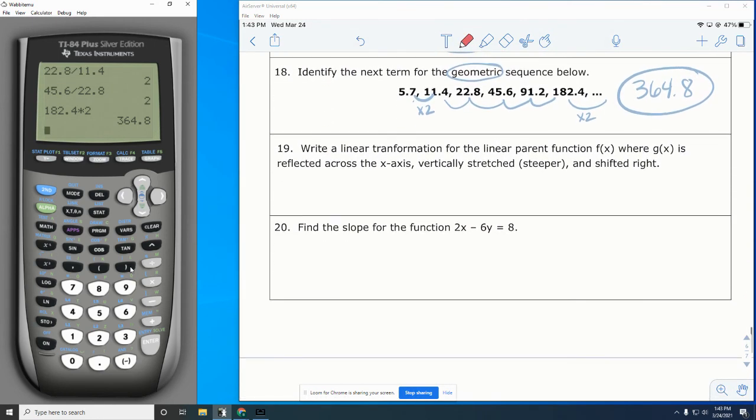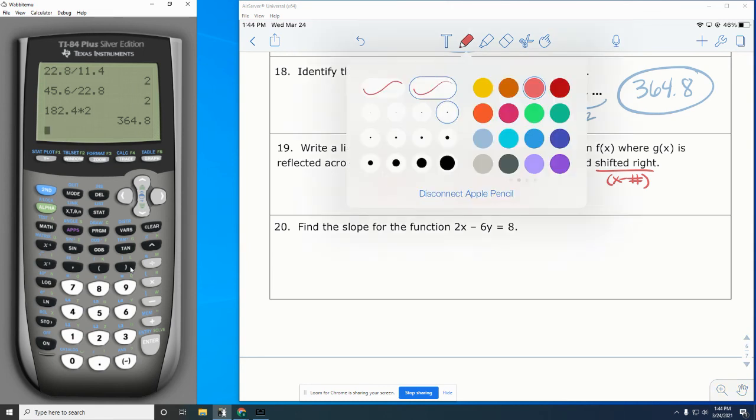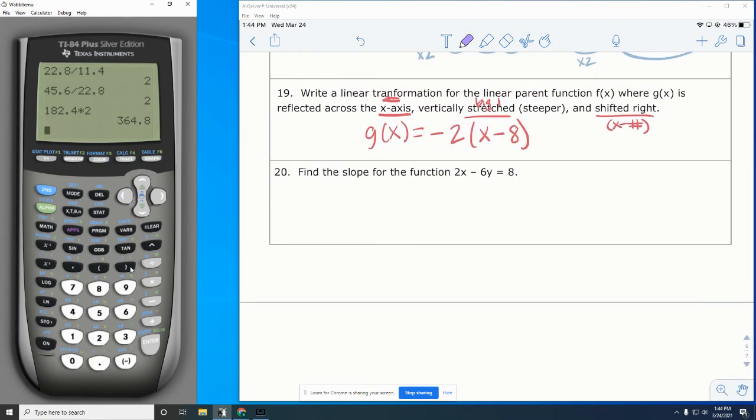Number 19 is another review. Write a linear transformation for the linear parent function f of x, where g of x, my new one, is reflected across the x-axis, so that means a negative in front, vertically stretched or steeper, that just means a number bigger than 1, so it doesn't matter what number I pick, and shifted to the right, which means we're going to have an x minus any number you want in parentheses. So this is a x minus a number, this is a bigger number than 1, and reflected across x is a negative. So your answer for 19 could look way different than mine, it just has to have those things.